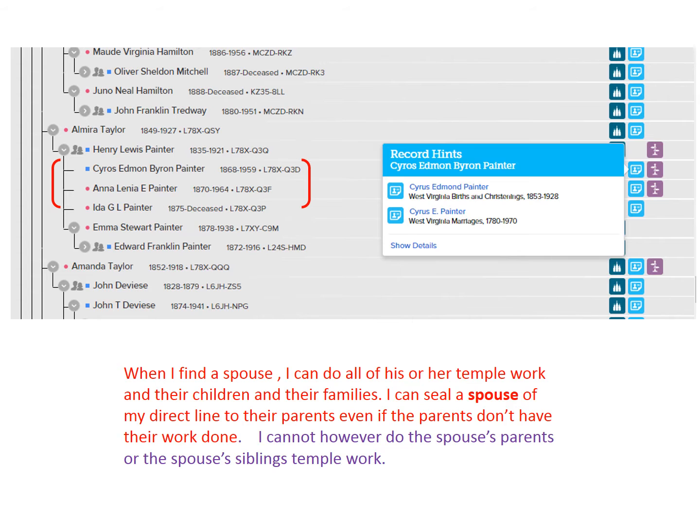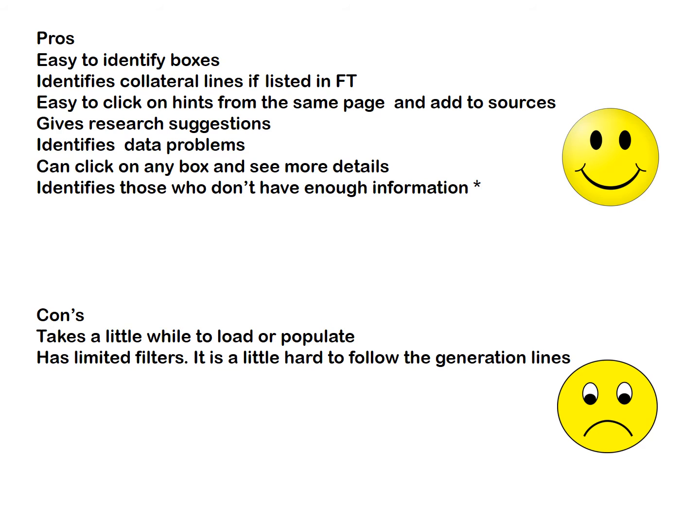Know that you can click on any of the squares on the right side to see more details. So the pros of this program: it's easy to identify boxes, identifies collateral lines if listed in Family Tree, easy to click on hints from the same page and add to sources, gives research suggestions, identifies data problems, can click on any box and see more details, and identifies those who do not have enough information.